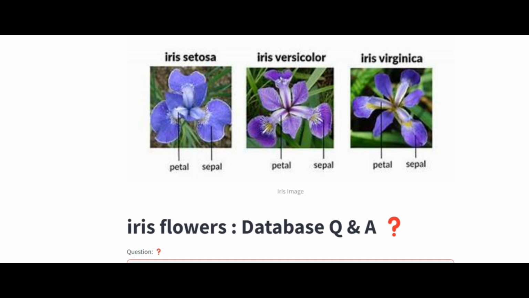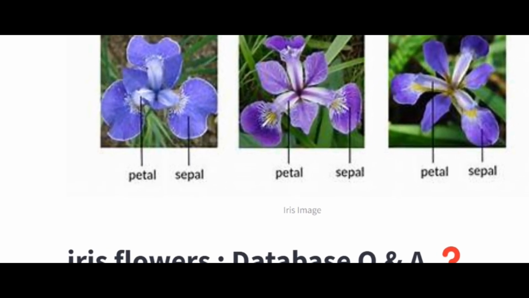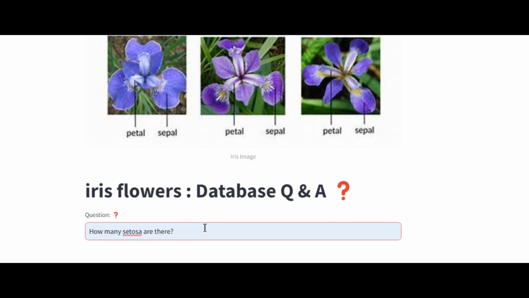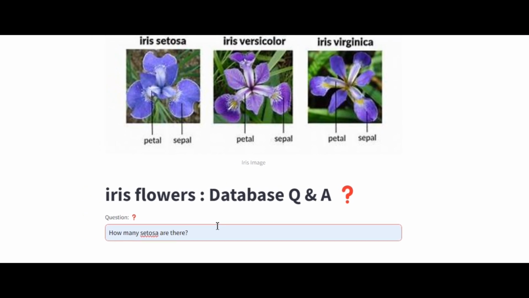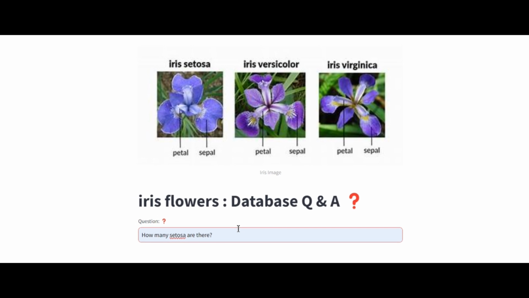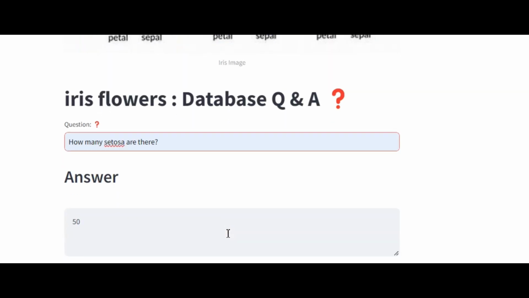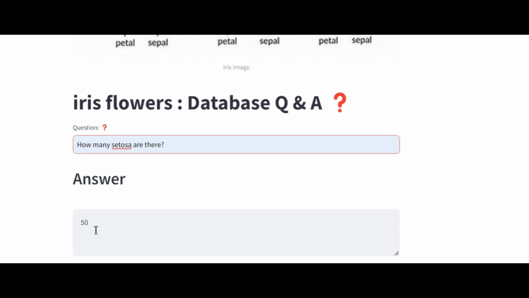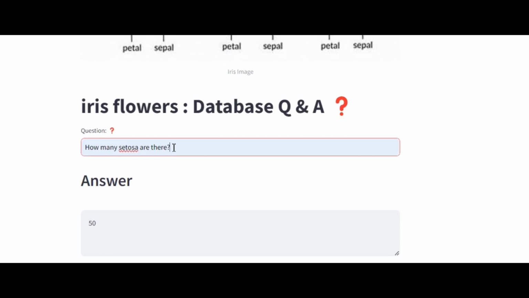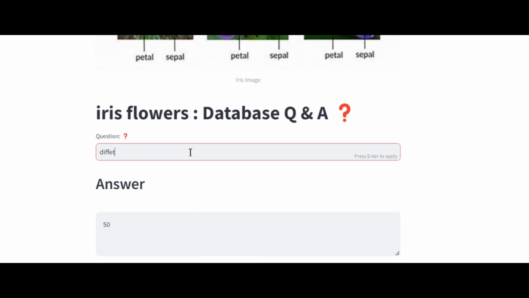Now I am asking a simple question. You can see it on the screen. How many setosas are there in this table? It will take a few seconds. It will try to get that information. It has given the answer. The answer is 50. Now we are entering one more query in a layman format.